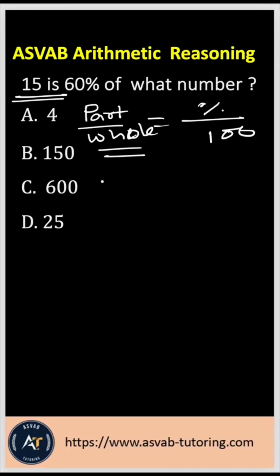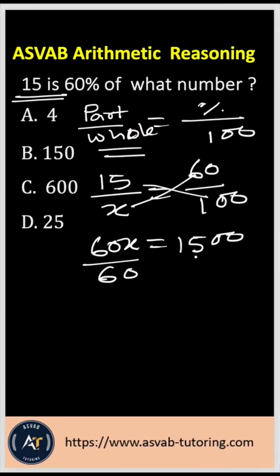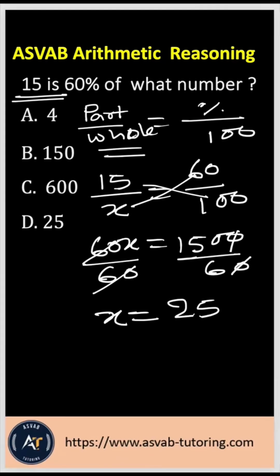So let's plug that value in here. That gives you 15 over x equal to 60%, so that is 60 over 100. Now if you cross multiply, that gives you 60x equal to 1500. If you divide both sides by 60, let's do it together. These 0s cancel out, 60 cancels out. So on the left side you have x, and on the right side 150 divided by 6, that gives you 25. So that is the correct answer, answer D.